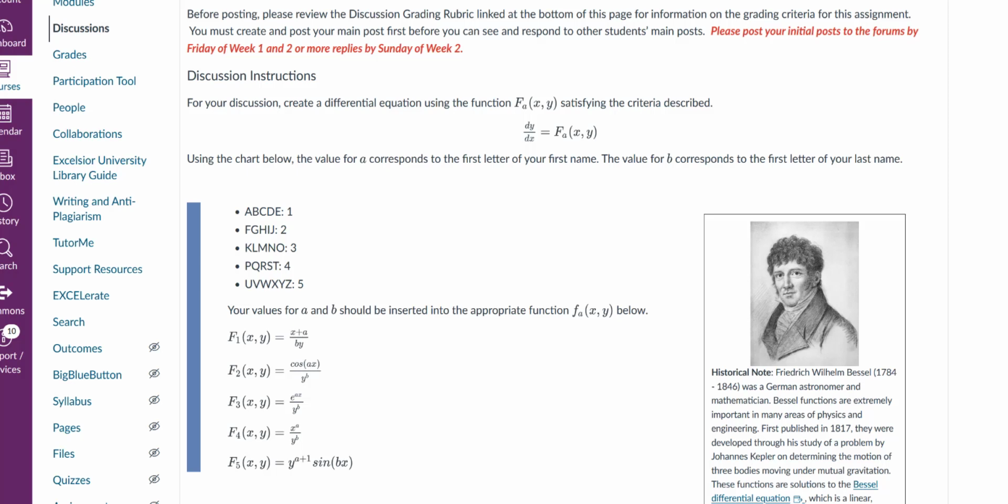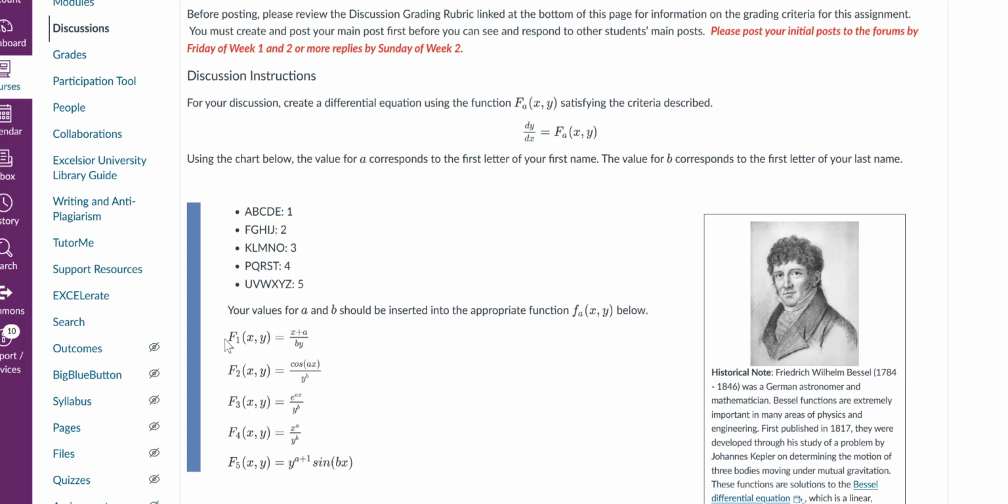Hi everyone, in this week's discussion we will be talking about differential equations. So to get started you need to use the letters in your first and last name and the little numbers here to figure out which function you're working with.